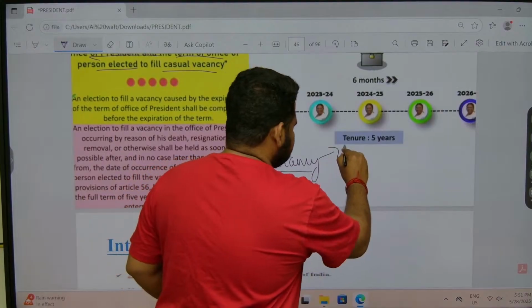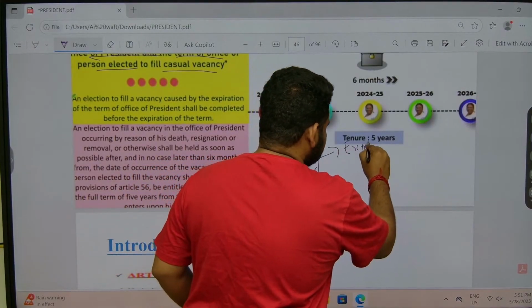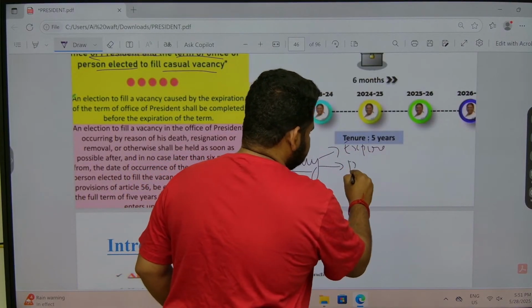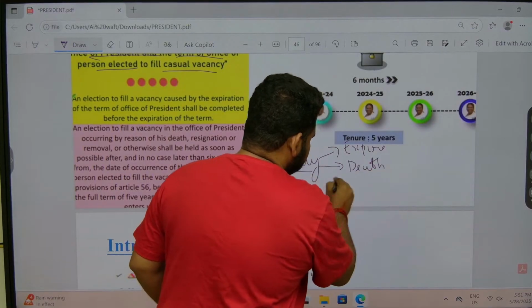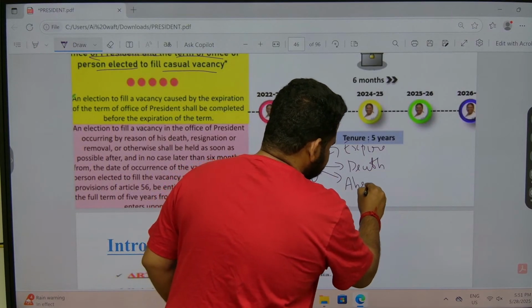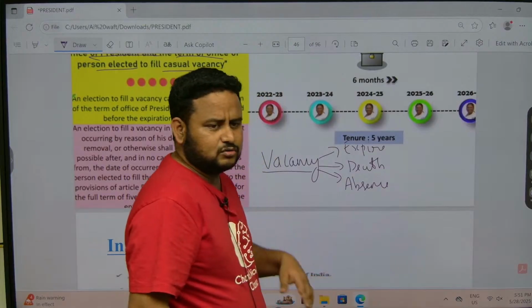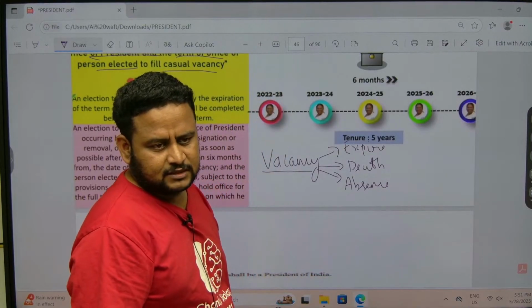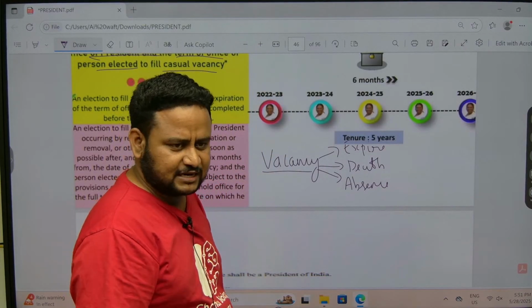One is expiry of the term. Another one is death of the president. Another one is absence of the president. Absence of the president means, suppose our president has gone to some other country. That time there is no president. That time the vice president will act as the president.